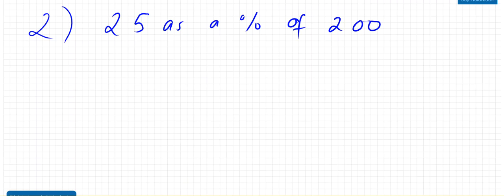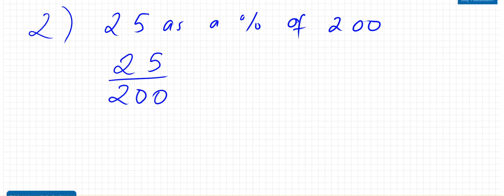Okay, question 2 asks us to write 25 as a percentage of 200. With questions like these, once again, we're turning a number into a fraction, into a percentage. So 25 as a percentage of 200. It's sort of like saying, if you got 25 out of 200 for a test score, what's your percentage? So the first step is to write it as a fraction. So 25 out of 200. That's your first step.